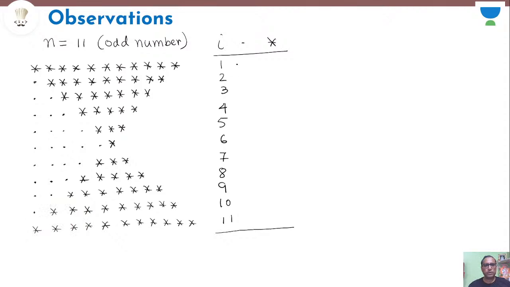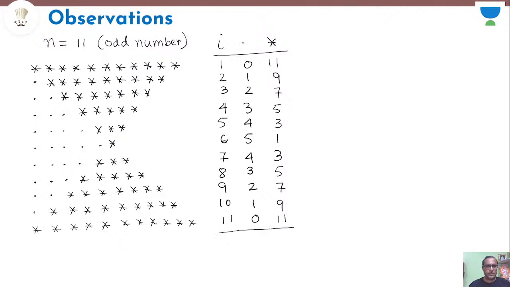So it is a dot, so it will be 0 1 2 3 4 5 4 3 2 1 0. Star: 1 3 5 7 9 11 9 7 5 3 1 3 5 7 9 and 11. So this is okay.